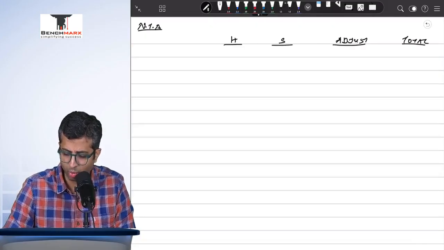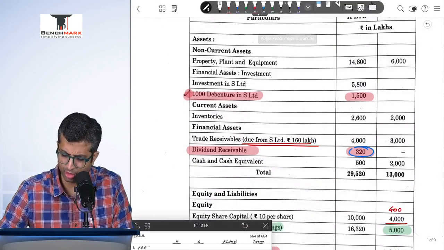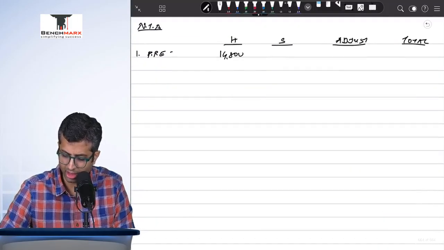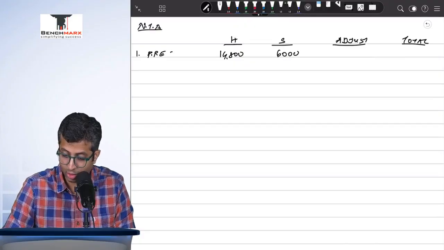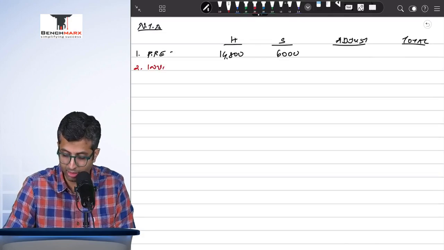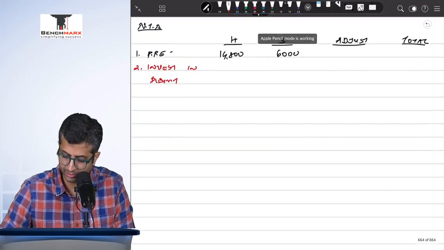So at this level, what you will do is one by one, you will note down every item. PPE, investments are there, but that will go 14,800 and 6,000. Then you have investments. Investment in equity shares will go in the goodwill working, but investment in debentures will come over here. So let's say investment in debentures of 1,500 will come over here.